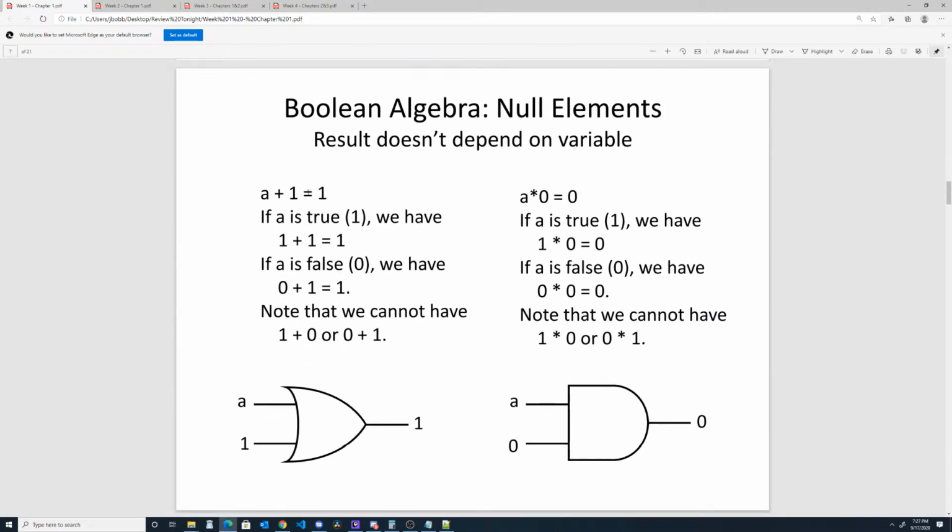Null elements. Anything ORed with a 1 is going to equal 1. Because with an OR, you only need one 1 to make it true. So it's pretty self-explanatory. And kind of the inverse, if you AND anything with a 0, it has to be 0, because with an AND gate, you have to have both the inputs equal to true. So if you have one that's already equal to 0, not going to happen.